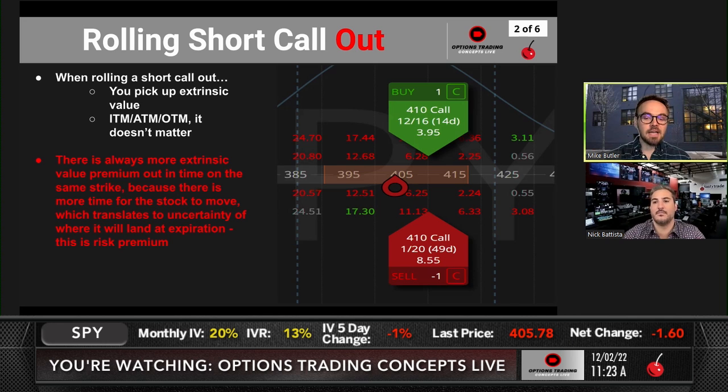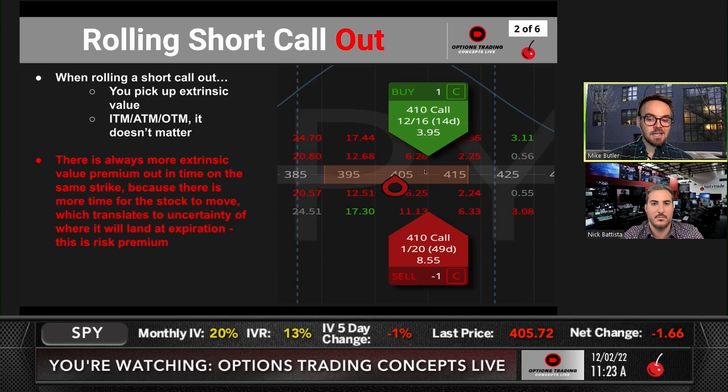You're really not. If you sold that 410 call in December for $1 and now it's trading for $4, then yes, the transaction would be a loss of $300, but the trade is not over. That's the whole point: you're buying back this option in December, you're moving your position out to January, and you're picking up a net value that's greater than whatever loss you've created in the transaction.